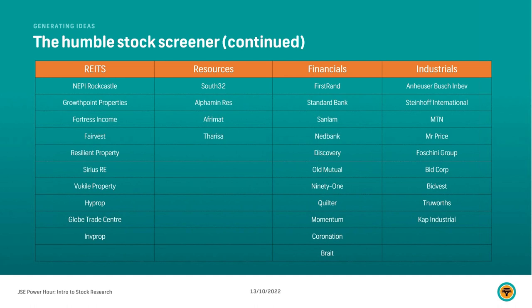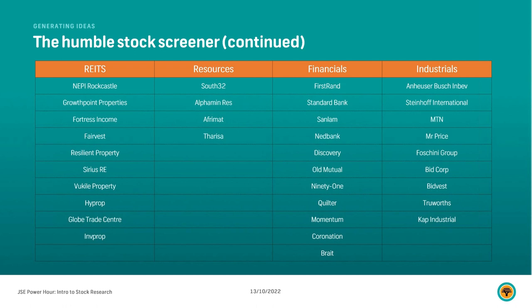Because if you get a stock screen that spits out all the big REITs, you may as well just buy the property tracker, right? The ETF. If you get a stock screen that spits out all the big financial companies, FNB 15 tracker, your work is basically done for you.